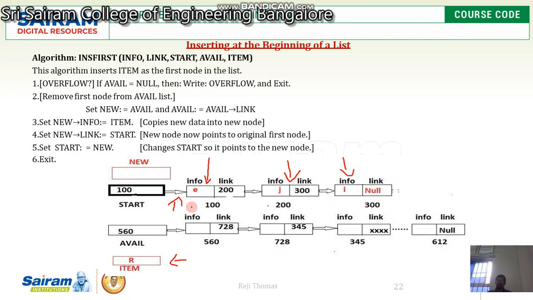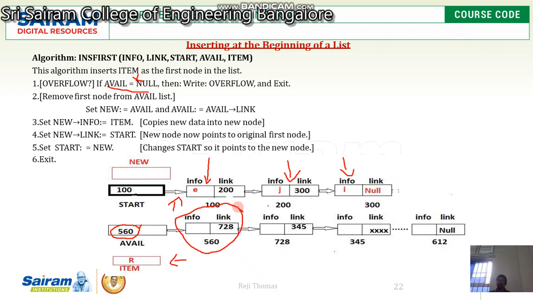We are going to check two cases. One is overflow. Can we create a new node, that is, whether avail is null? If you look, avail is not equal to null. Avail has certain values. So this condition fails. So what we do is, we are going to remove the first node from the avail list. What is the first node? This is going to be the first node from the avail list.